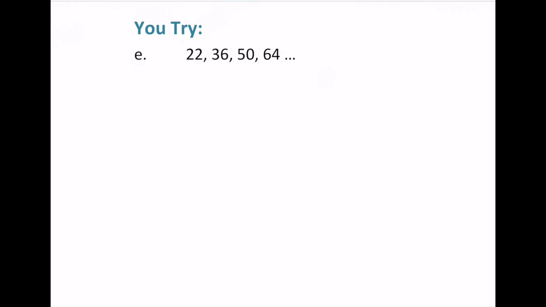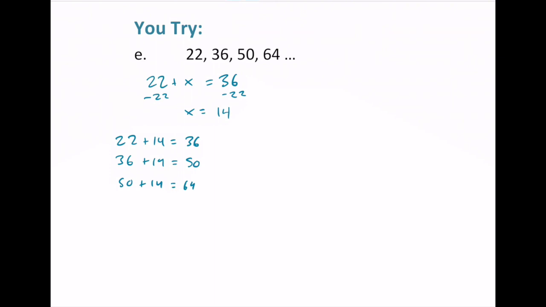Next one, we have 22, 36. So 22 plus a number we don't know yet. We can subtract 22. We get x is 14. Let's see if that works. 22 plus 14, that's 36. We're using our calculators here. 36 plus 14 is 50. 50 plus 14, that's 64. And that matches our pattern. So we know for sure to get to the next number, we just have to add 14. When we're adding, that's called an arithmetic sequence. So we'll write that out. It's arithmetic. Our common difference is 14 because we're adding 14 every time.